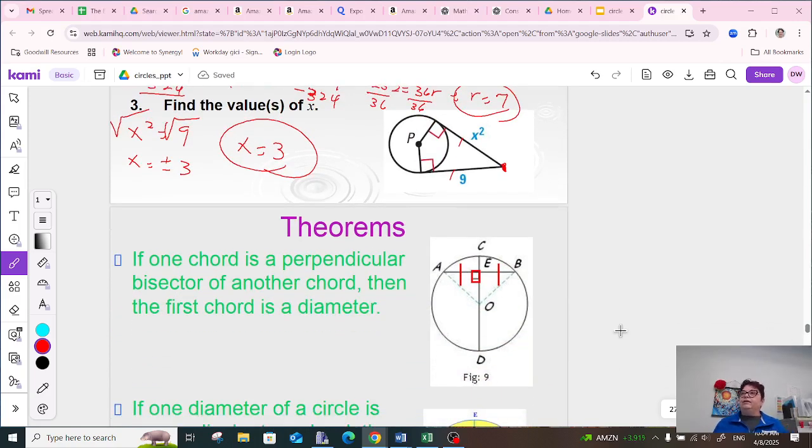So now we're going to do a couple more theorems, and then I'll give you a break and a chance to do independent practice. But independent practice first, then break. Okay, if one chord is a perpendicular bisector of another chord, then the first chord is a diameter. So it turns out, and we're going to use that for those who choose the projects.